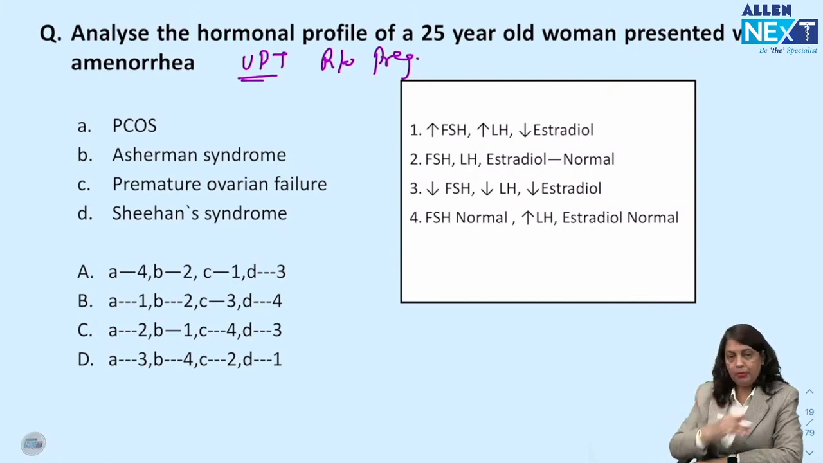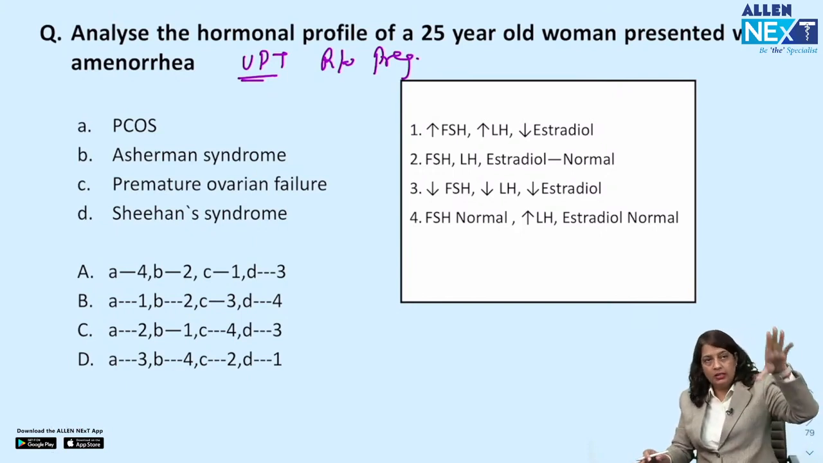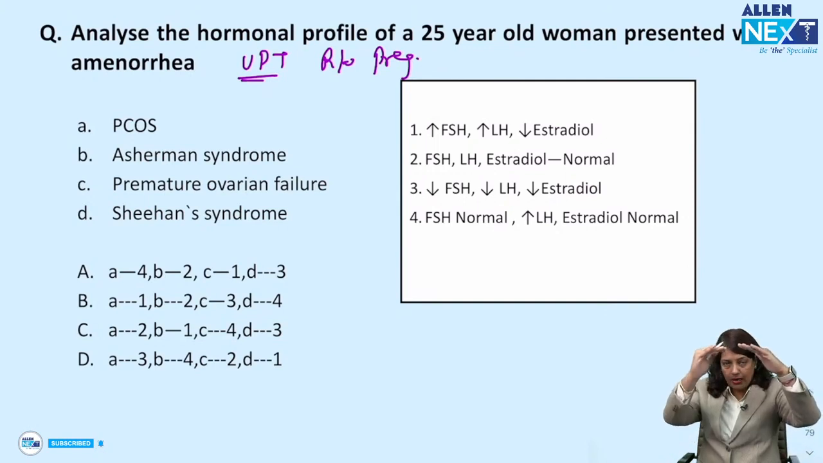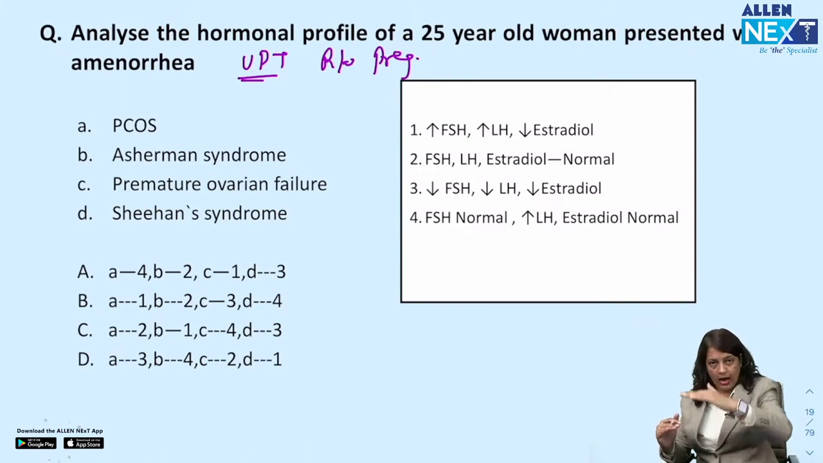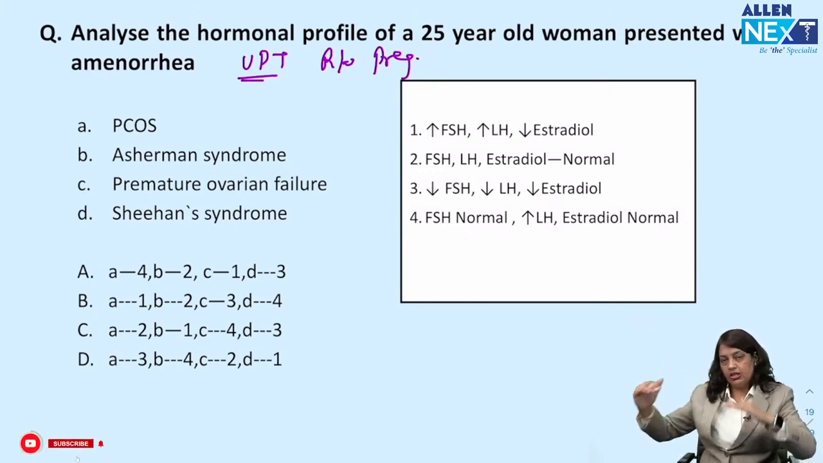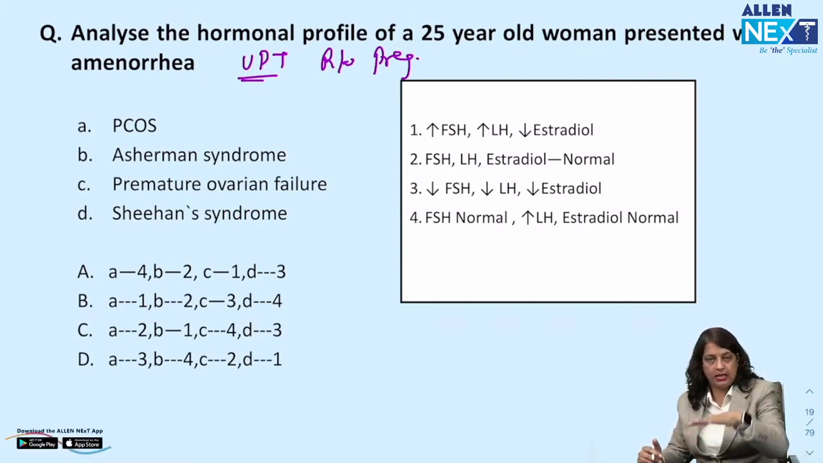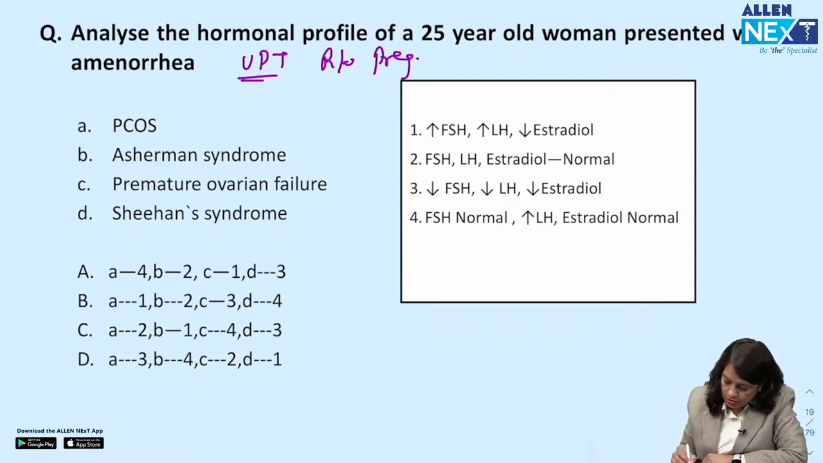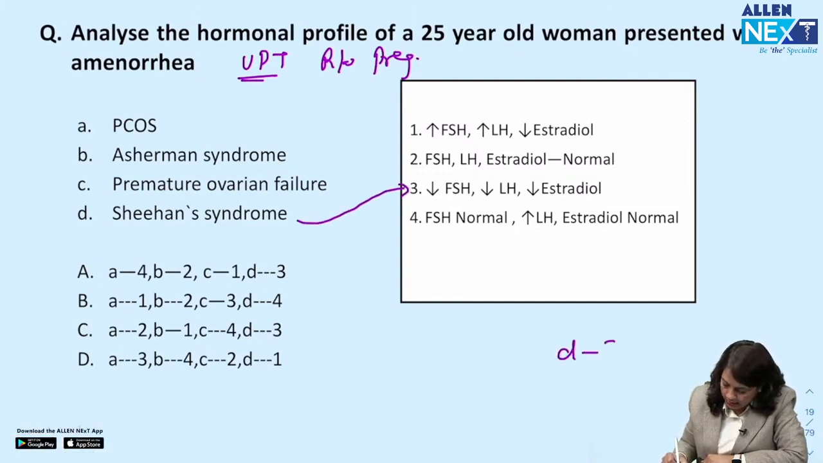So let us see which option is matching which. I've given you the concept. Let us match the options. You know, in Sheehan syndrome, there is postpartum pituitary necrosis. So all the hormones from anterior pituitary will be down: FSH, LH, prolactin, ACTH, TSH. So all hormones decrease. So let us first match Sheehan syndrome, easier for us to match. So here it is matching with number 3. So D I have got is number 3.